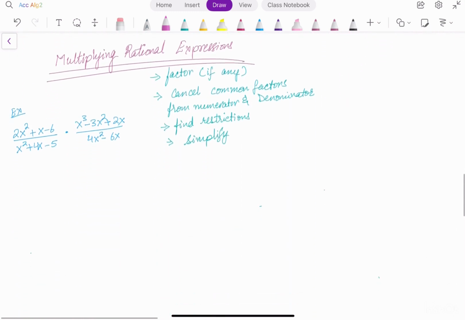Let's quickly do multiplying the rational fractions. For multiplying the rational fractions, factor if you can, if there are any factors. Then cancel common factors from the numerator and denominator, find restrictions, and then simplify. Multiplying the rational expressions, multiplying any fractions, they are quite easy. What we have to do? We have to just multiply the numerators together and multiply the denominators together. But here we have the polynomials, so we will simplify it first.